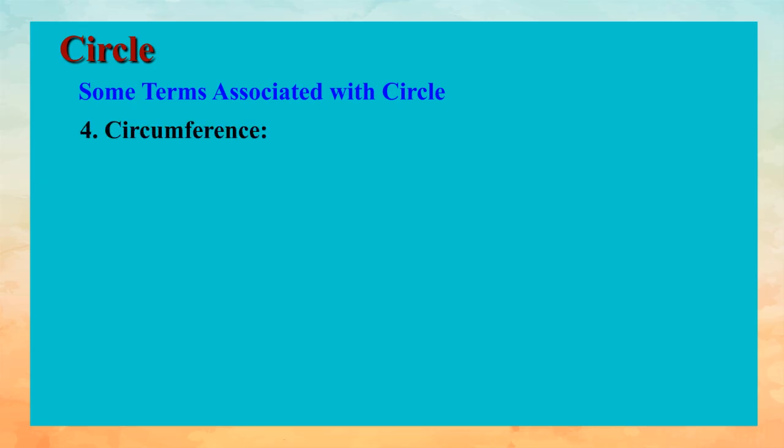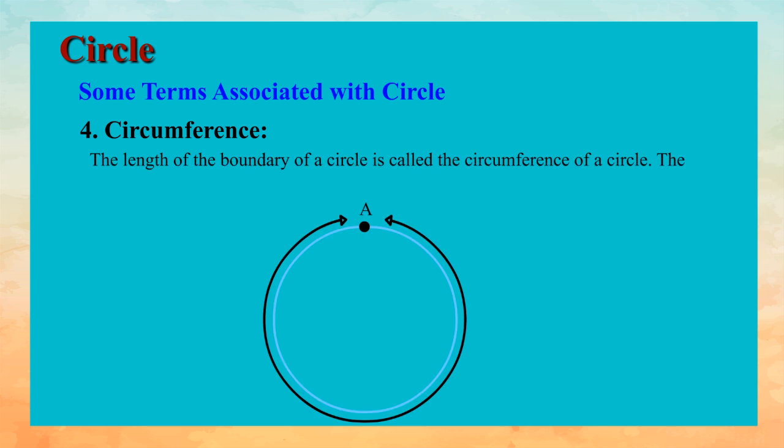4. Circumference. The length of the boundary of a circle is called the circumference of the circle. The distance covered by the point A is the circumference of the circle.